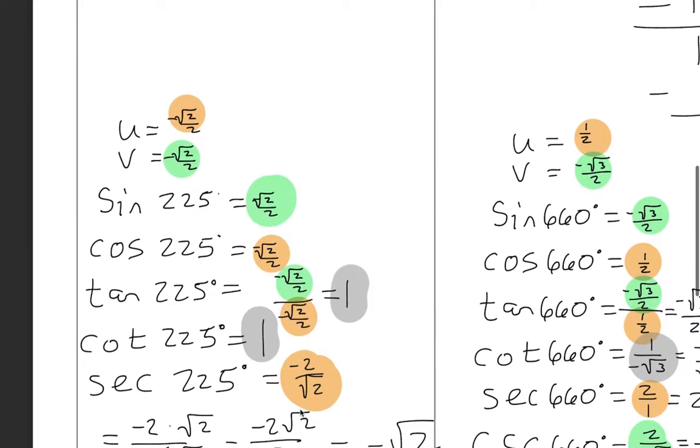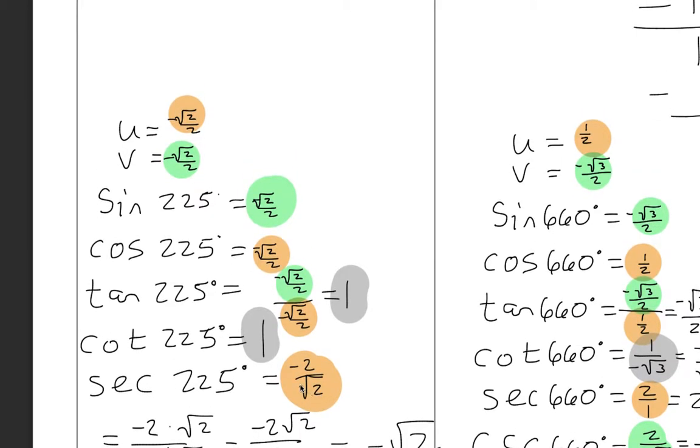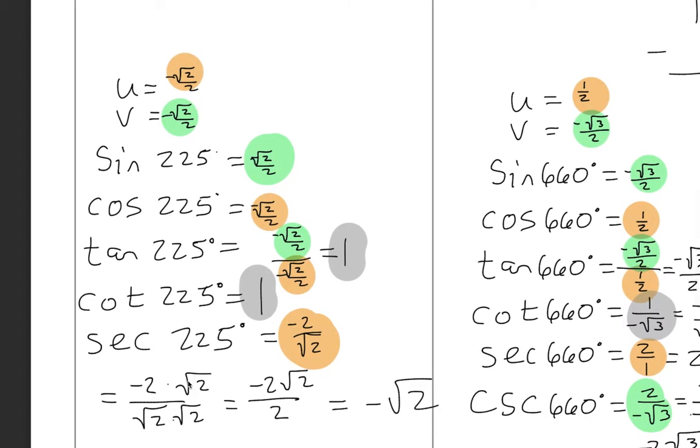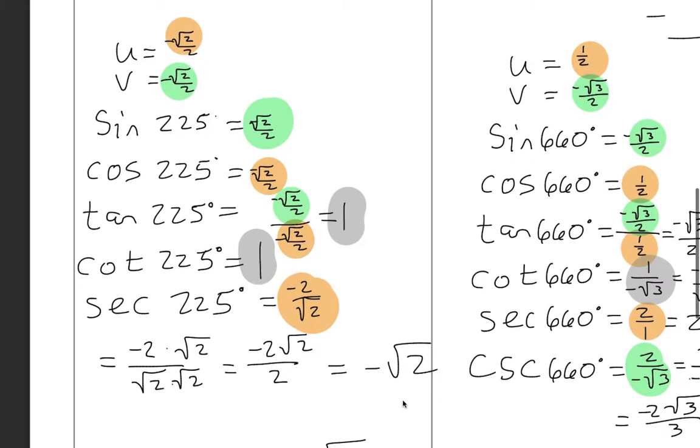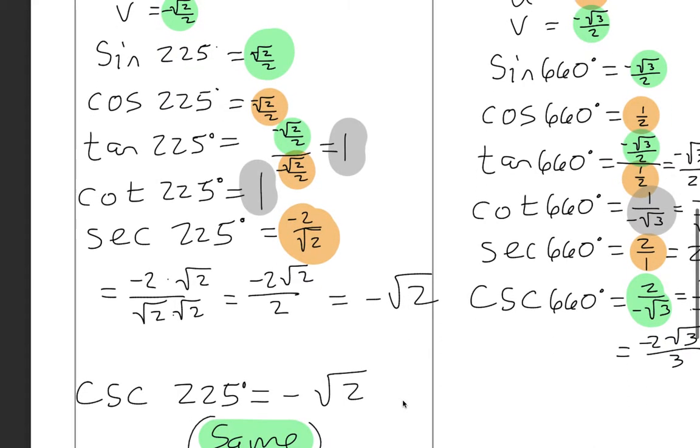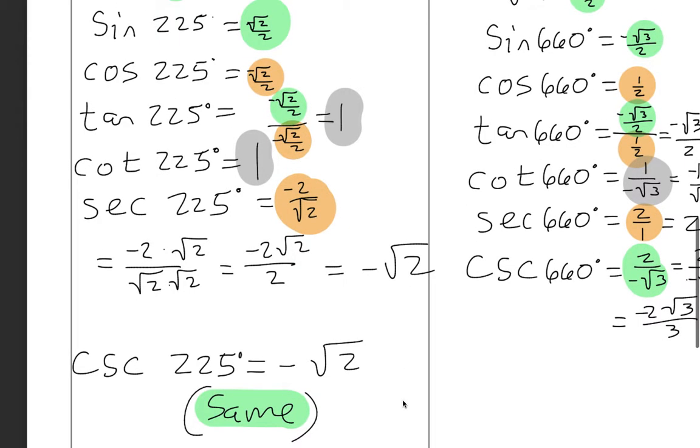Now, we can't just report that as an answer because we don't like radicals in the denominator. So you multiply that by a form of 1, square root of 2 over square root of 2. And then you get negative 2 square roots of 2 over 2. The 2's actually cancel, and you're left with negative square root of 2. That's the answer for secant. Cosecant is going to be the same for the same reason.